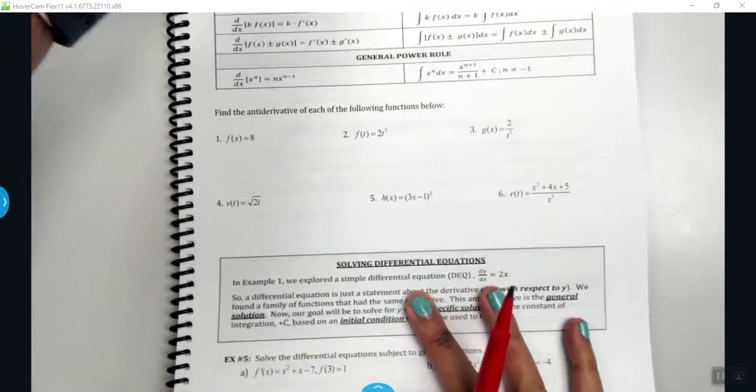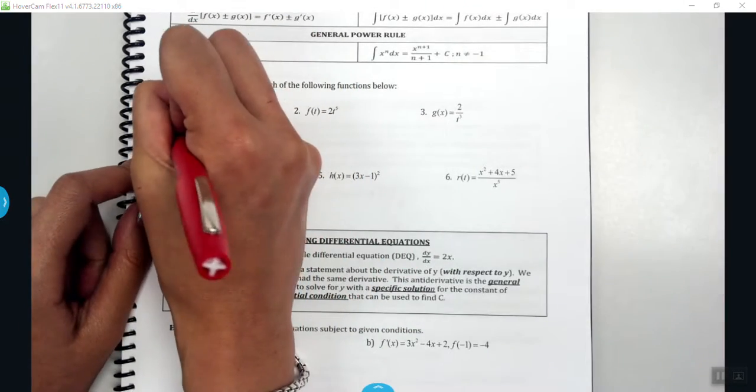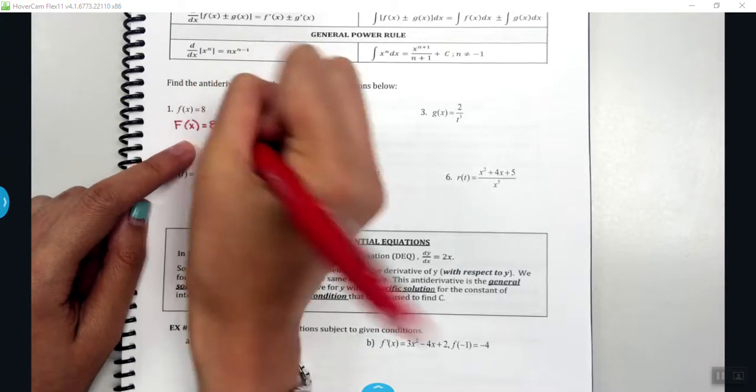Okay? All right, so let's find the antiderivative of 8. What's the antiderivative of 8? I don't know, bro. And then add a c. Okay.